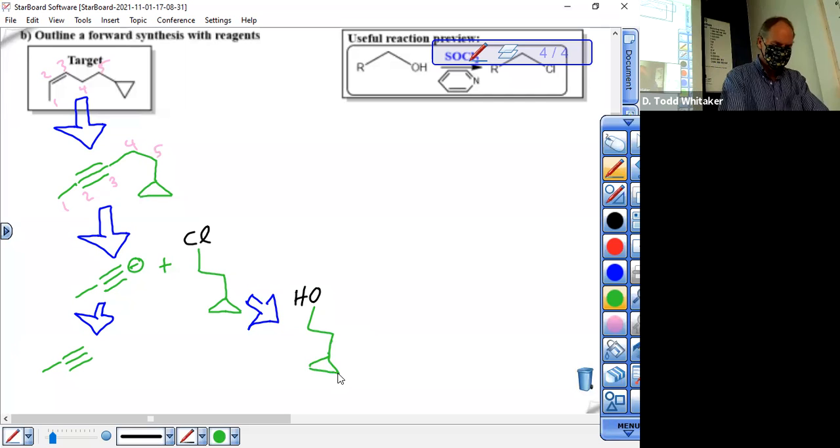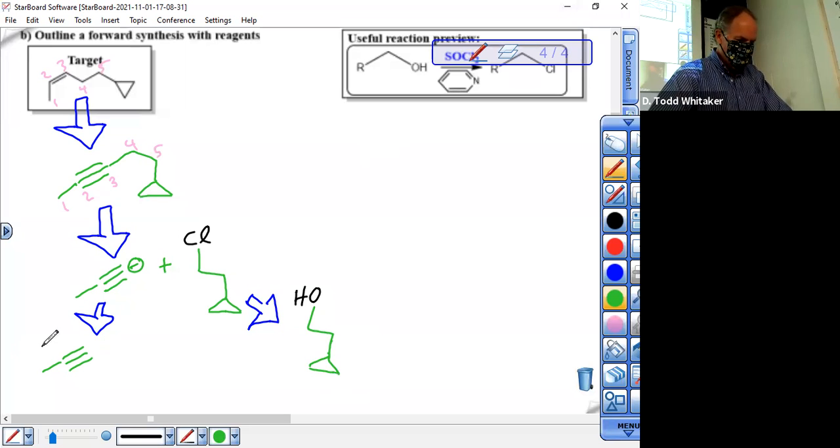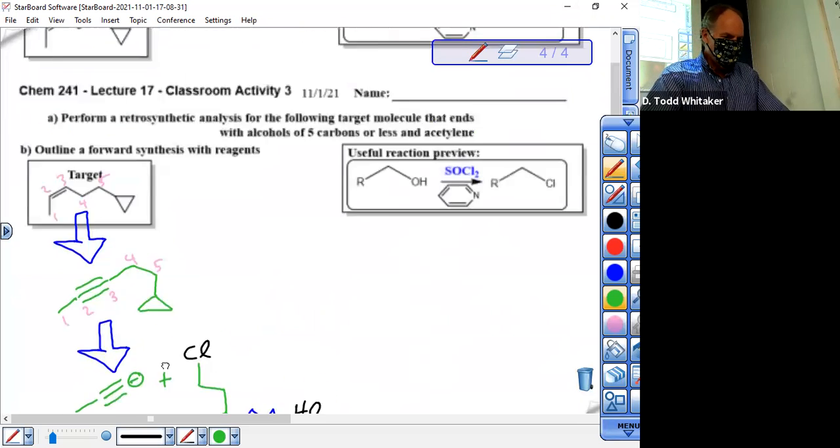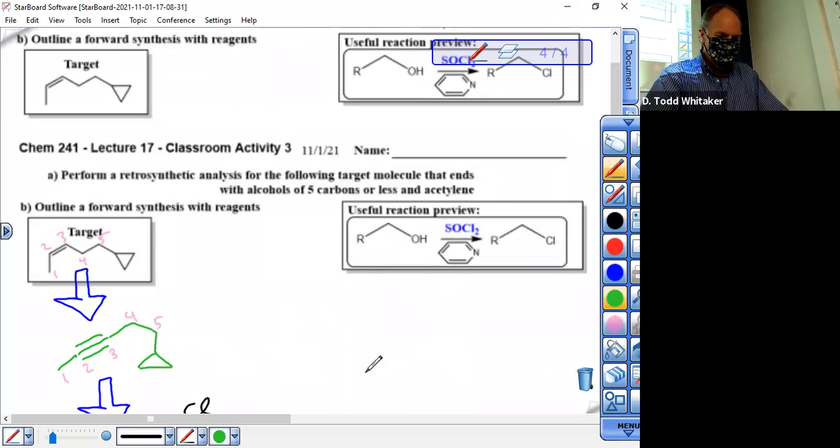All right. So we have two new targets again. This is a terminal alkyne. It's not acetylene though. You can't say you're done. You can say you're done if you've got back to acetylene. I'll put a little yellow circle on that. And when we get back to acetylene, we're done. And when we get back to alcohols of 5 carbons or less, we're done.